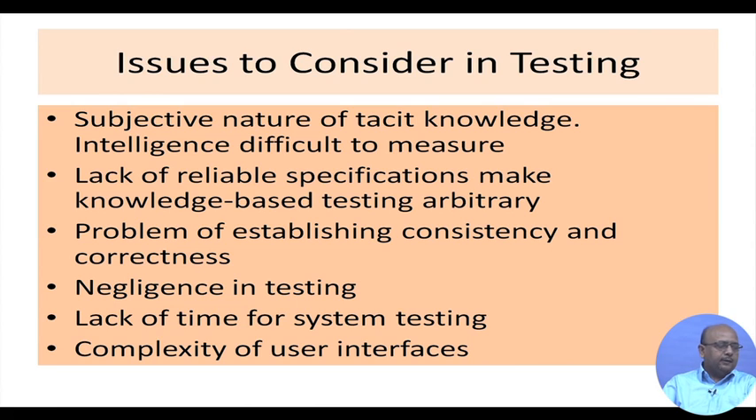Then the second part is: lack of reliable specifications makes knowledge based testing arbitrary. Okay. How are we going to check the consistency of the system? What are the criteria that you are going to make use of to test the system? Whether you have standard criteria, or I have used some random criteria to test it. So, you need to identify those criteria which are very consistent to see whether this knowledge based system is going to work or not. Okay, the second part. Third is consistency and correctness.